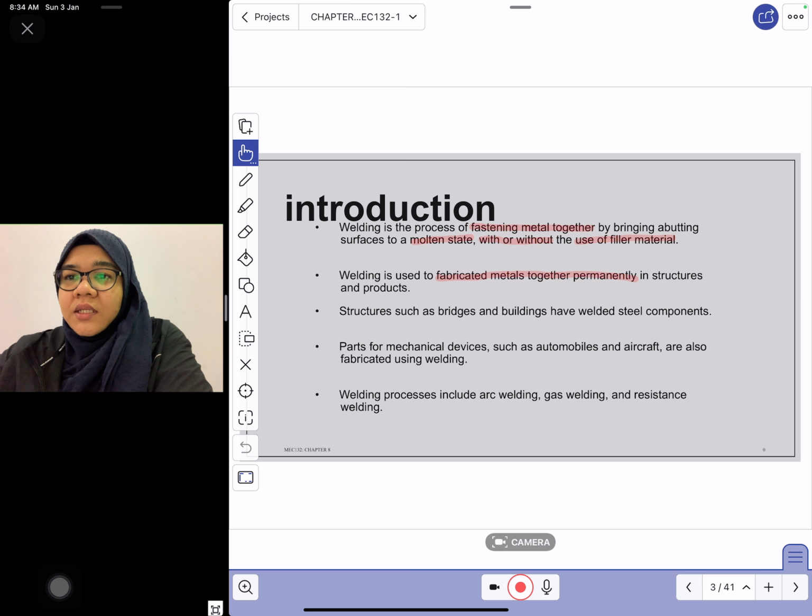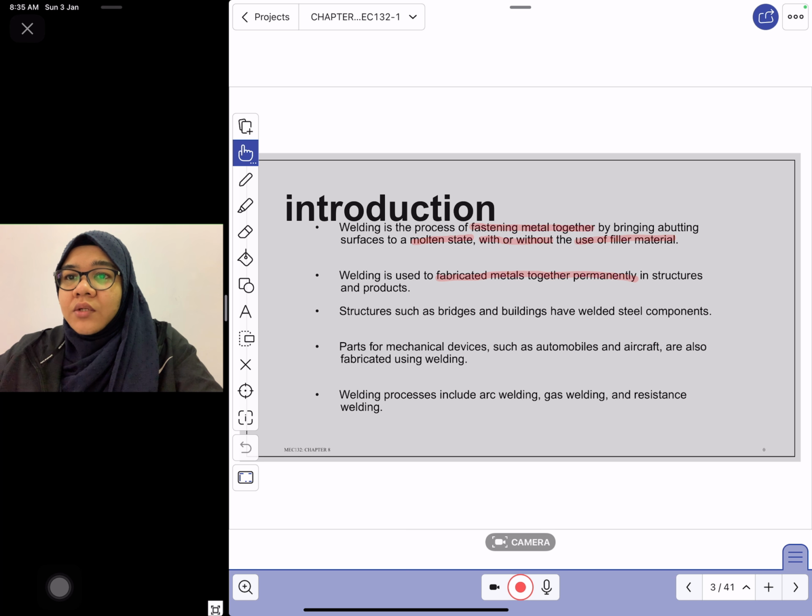So I believe every one of you already knows what the welding process is. It is actually a joining process that involves fastening of metal together. When we want to join the metal, we have to use the welding process. For example, for plastic we can use adhesive, mechanical adhesive, bolt and nut and so on. But for metal to metal we have to use the welding process.